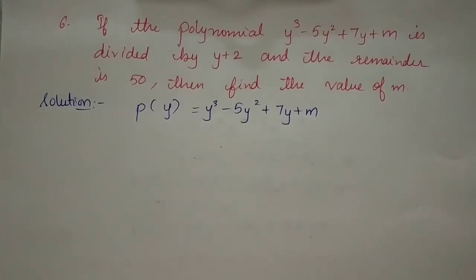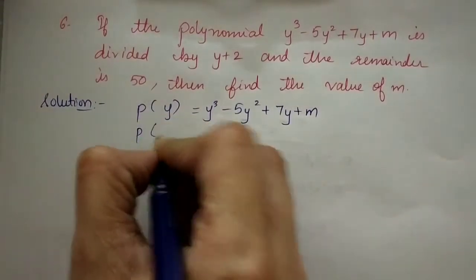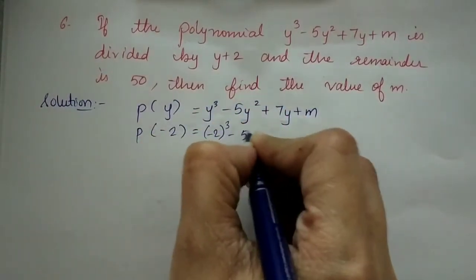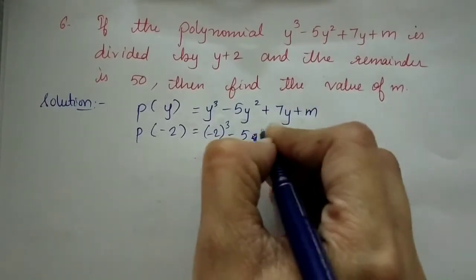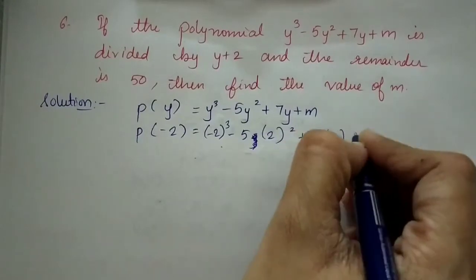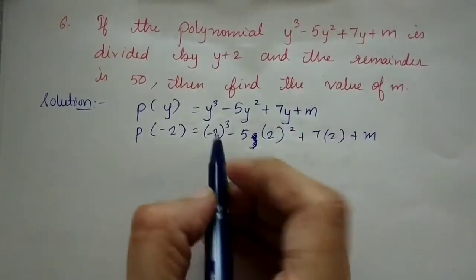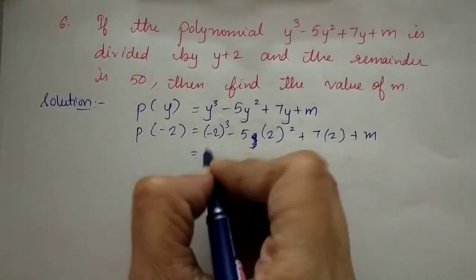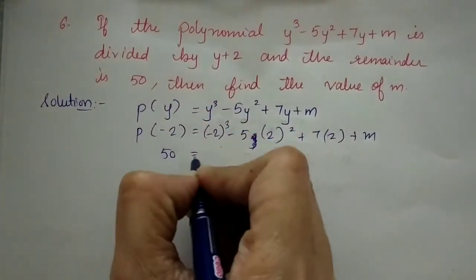What will be our next step, children? We see what the divisor is. The divisor is y plus 2. So we will take the opposite of plus 2, which will be minus 2. So here I'll write p of minus 2, and this will become minus 2 cube minus 5 into minus 2 square plus 7 into minus 2 plus m. Yes, in place of y I put numbers here. Now p of minus 2 is 50.